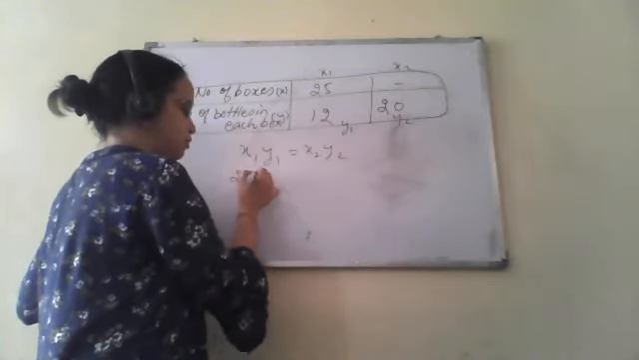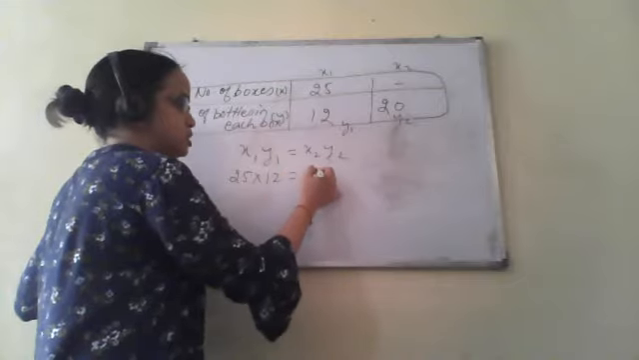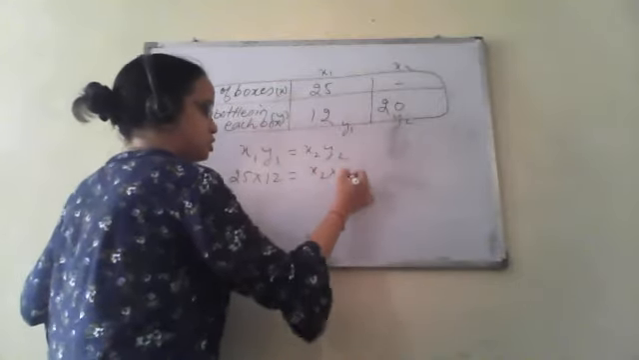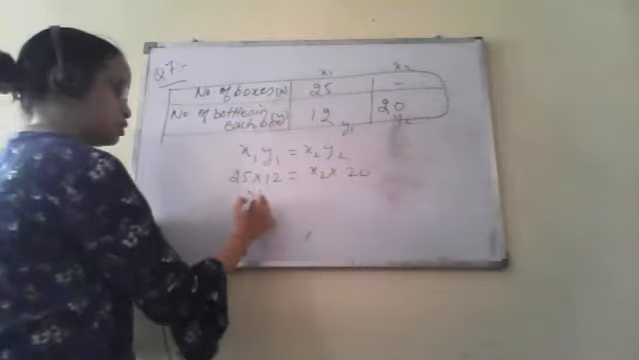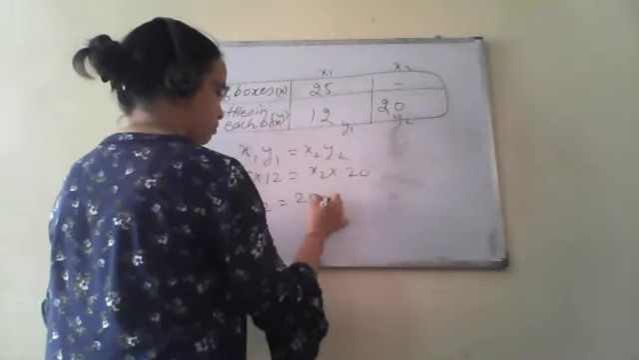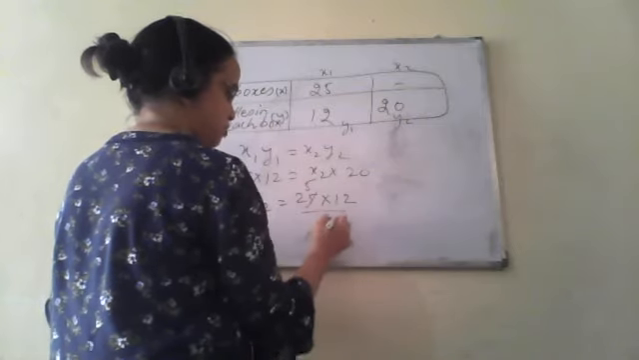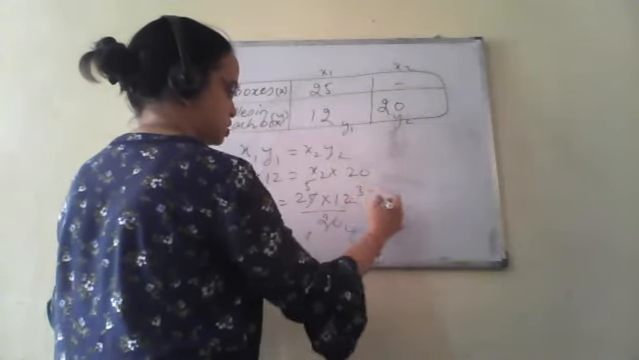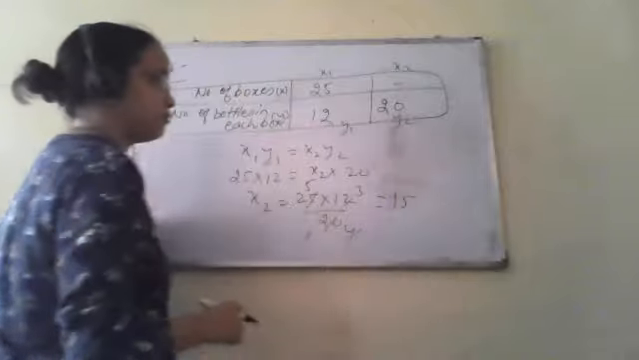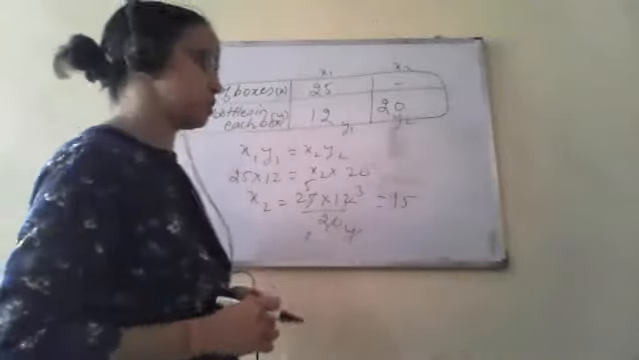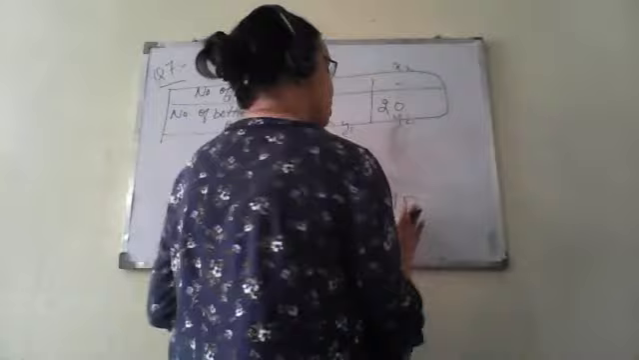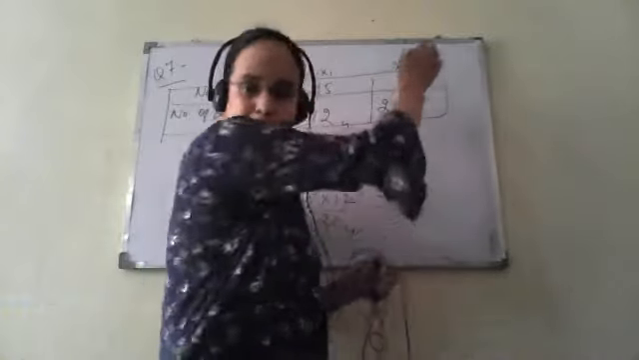That means 25 into 12 equals x2 into 20. We have to calculate x2. So x2 will be 25 into 12 upon 20. This is 5 5s, this is 4 3s, so 5 3s are 15. So if we are putting 20 bottles in each box, the number of boxes filled will be 15. Clear?